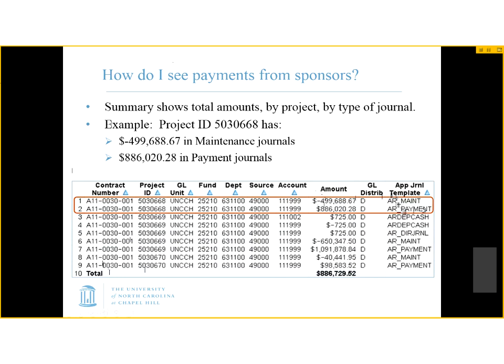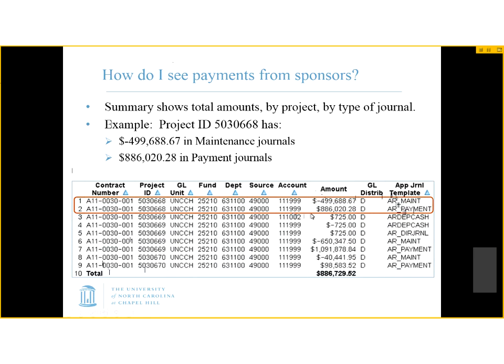So this is a maintenance journal, this is a payment journal, and this is that direct journal I was talking about.